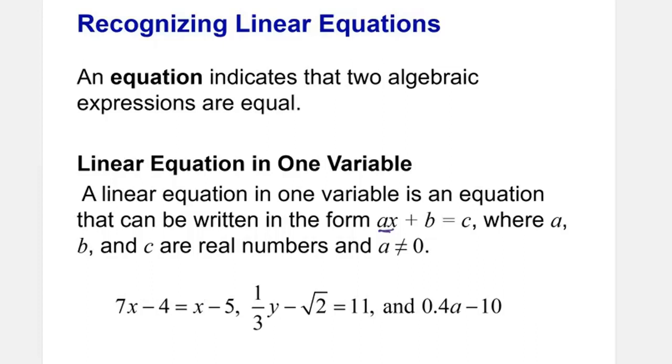And what we're talking about here is a linear equation with only one variable. We can see this is also a linear equation because the y is our variable and it's to the first power. And here, again, the same thing. A is our variable, it's to the first power.